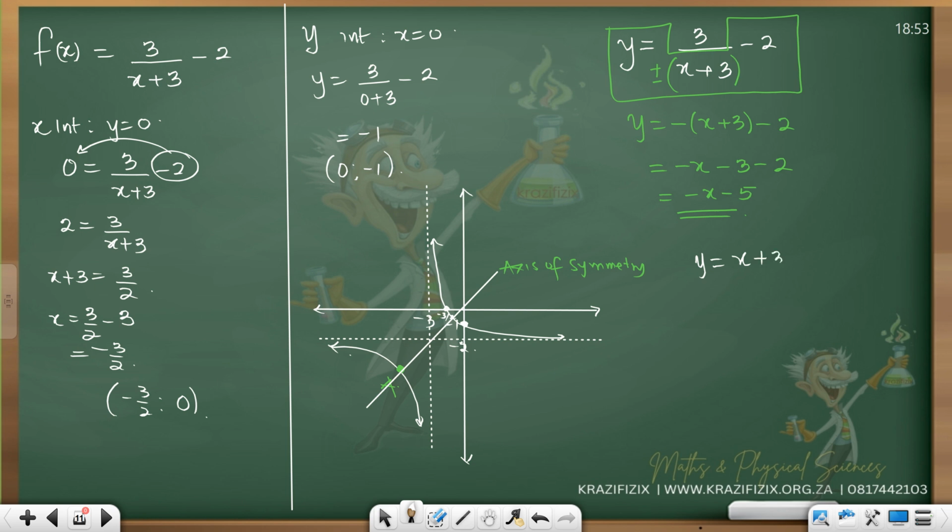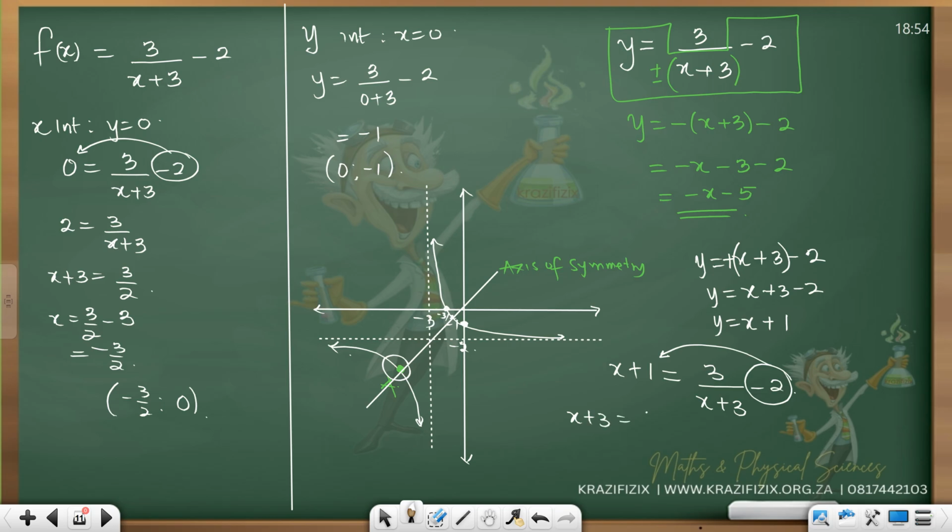Y will be what? X plus 3 minus 2. The positive one. So it's going to be x plus 3 minus 2. Then what do I do? A is a point of intersection. I'll equate my graphs. X plus 1 equals 3 over x plus 3 minus 2. Then I'll solve for x. How do you solve for x? You move this here, and it becomes x plus 3 equals 3 over x plus 3.